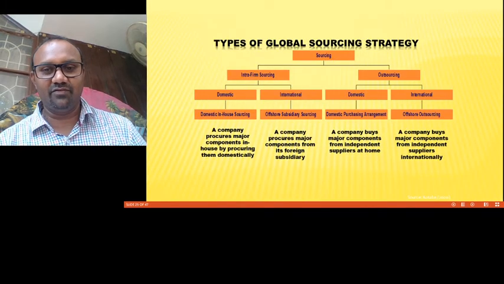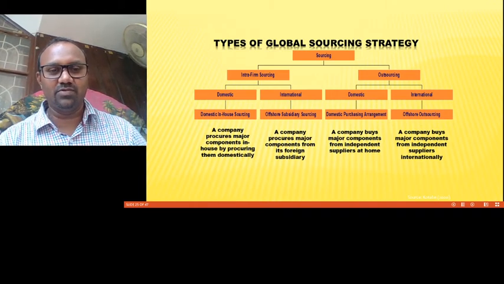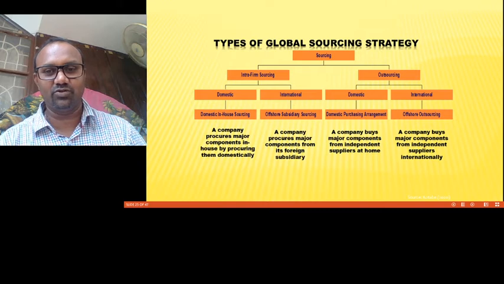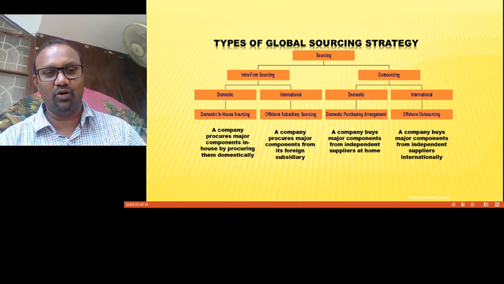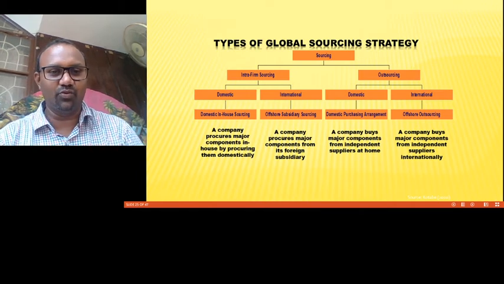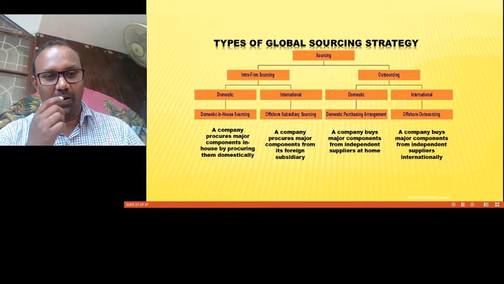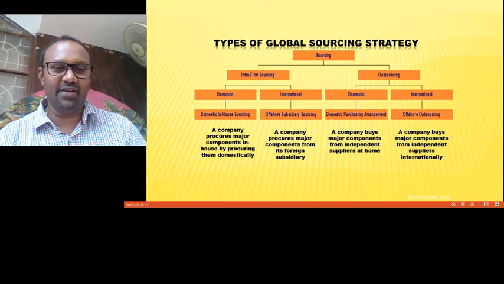So what are the different types of global sourcing that can happen? There are two types. One is called intra-firm sourcing and the other is outsourcing. Intra-firm sourcing is where the procurement of all your raw materials and components is done by the firm itself. That's why we call it intra-firm. Under intra-firm, you can do it domestically and you can do it internationally. Domestically is where you have a procurement department within your organization, and your department is procuring all these raw materials and input factors from all the domestic suppliers in your country.